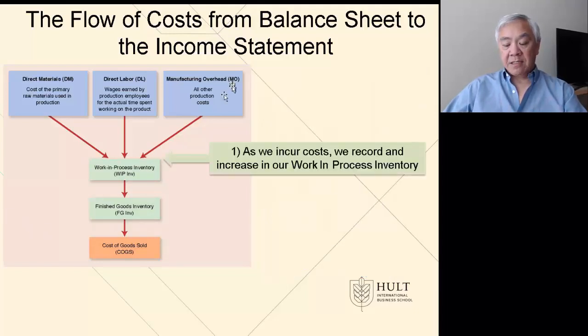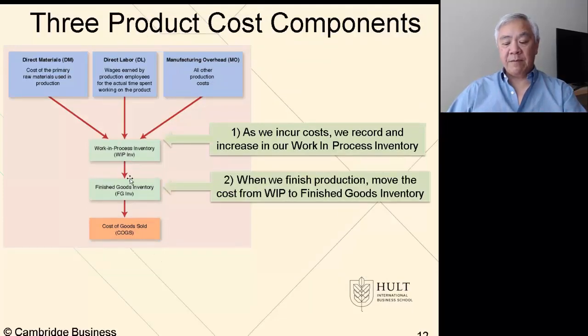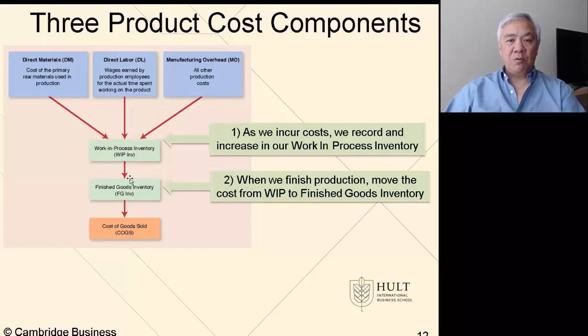As we incur costs, we increase the work in process. As we move from work in process to finished goods, we transfer it out by reducing the inventory balance in WIP and increasing the costs in the finished goods inventory. And then when we sell it, we decrease the finished goods and increase cost of goods sold. So you can think of it as a cascading effect as we move from level to level where the money goes.